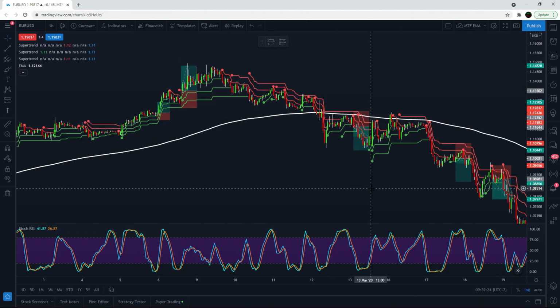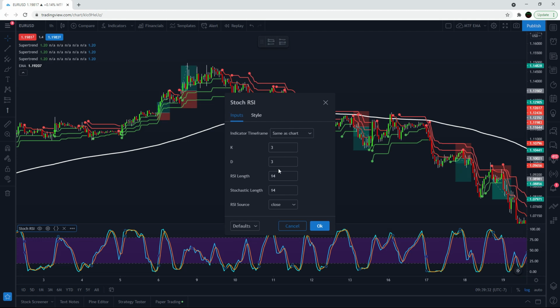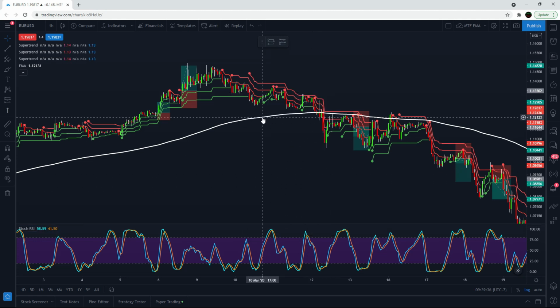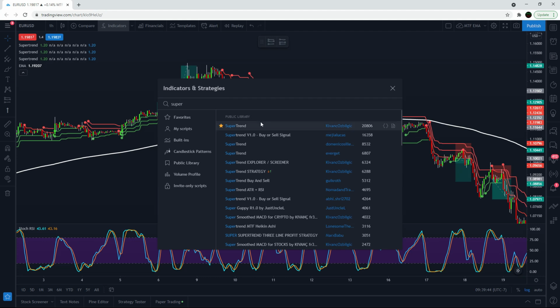Let's go over the indicator settings really fast before I get into the strategy and examples. So for the stochastic RSI down here, settings are default 3-3-14-14 close. And then for the 200 EMA, you know how to do that. And the Supertrend indicators, I'll show you which one I am using. So you can see here, it's the most popular Supertrend indicator here on TradingView.